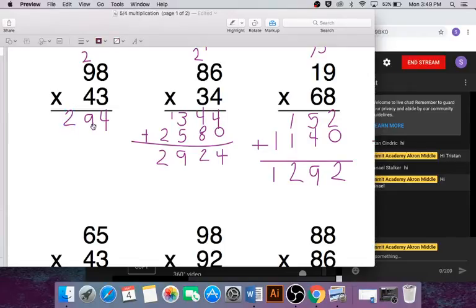We're going to move over to our 4. So we put a 0 to hold our place value. We have 4 times 8, 32. So we're going to put down the 2. We're going to carry the 3. And now we're left with 4 times 9. 4 times 9 is 36. Plus 3 is 39.